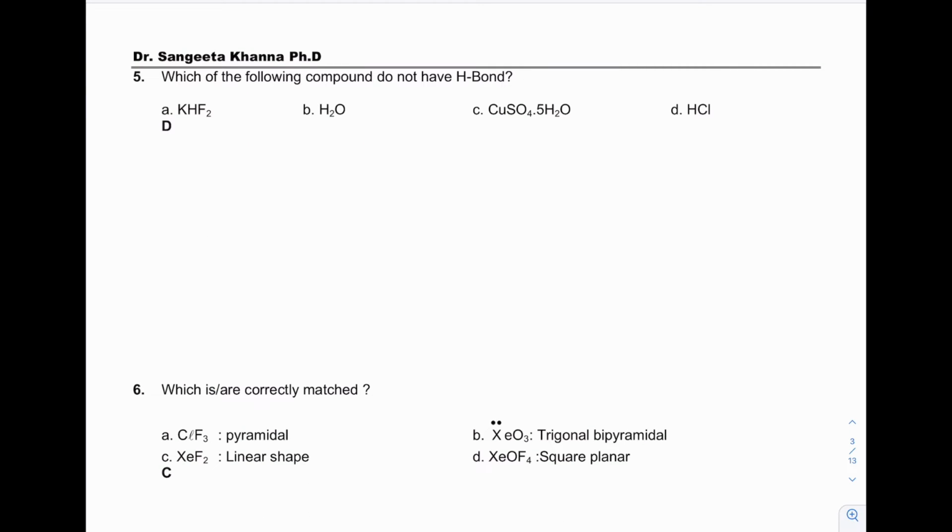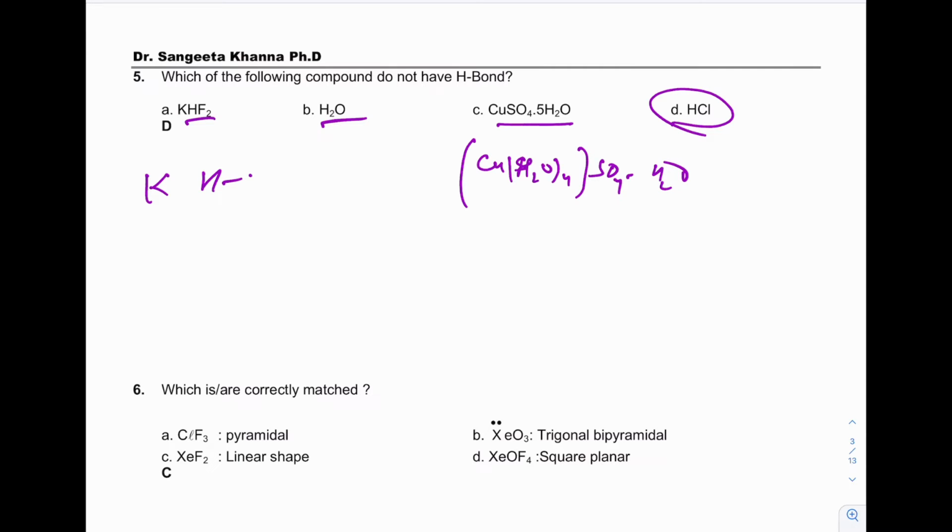Which compound do not have hydrogen bonding? It is in D. HCl, no hydrogen bonding. In C, there is one water which is hydrogen bonded with sulfate. Water, again there is hydrogen bonding, KHF2, where HF2 anion, one fluorine is hydrogen bonded to H.